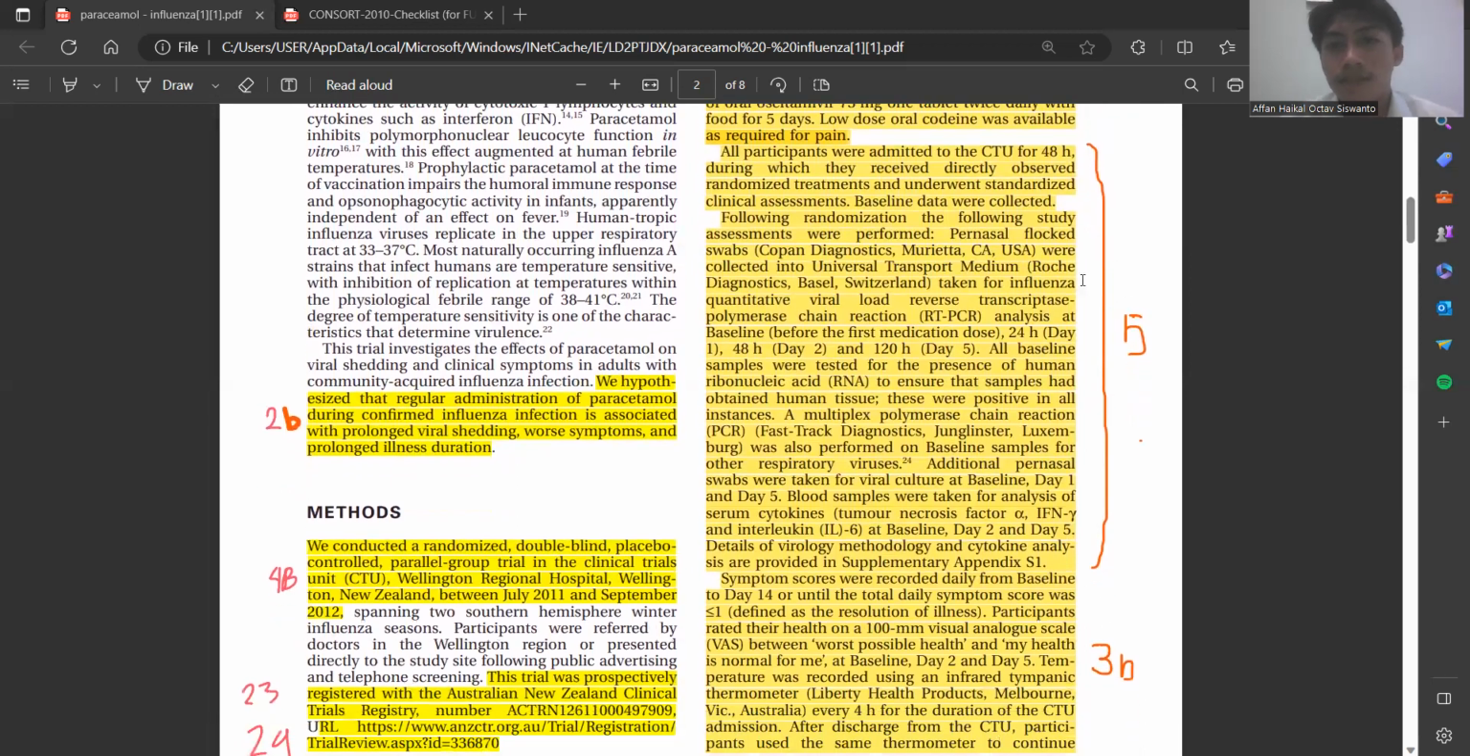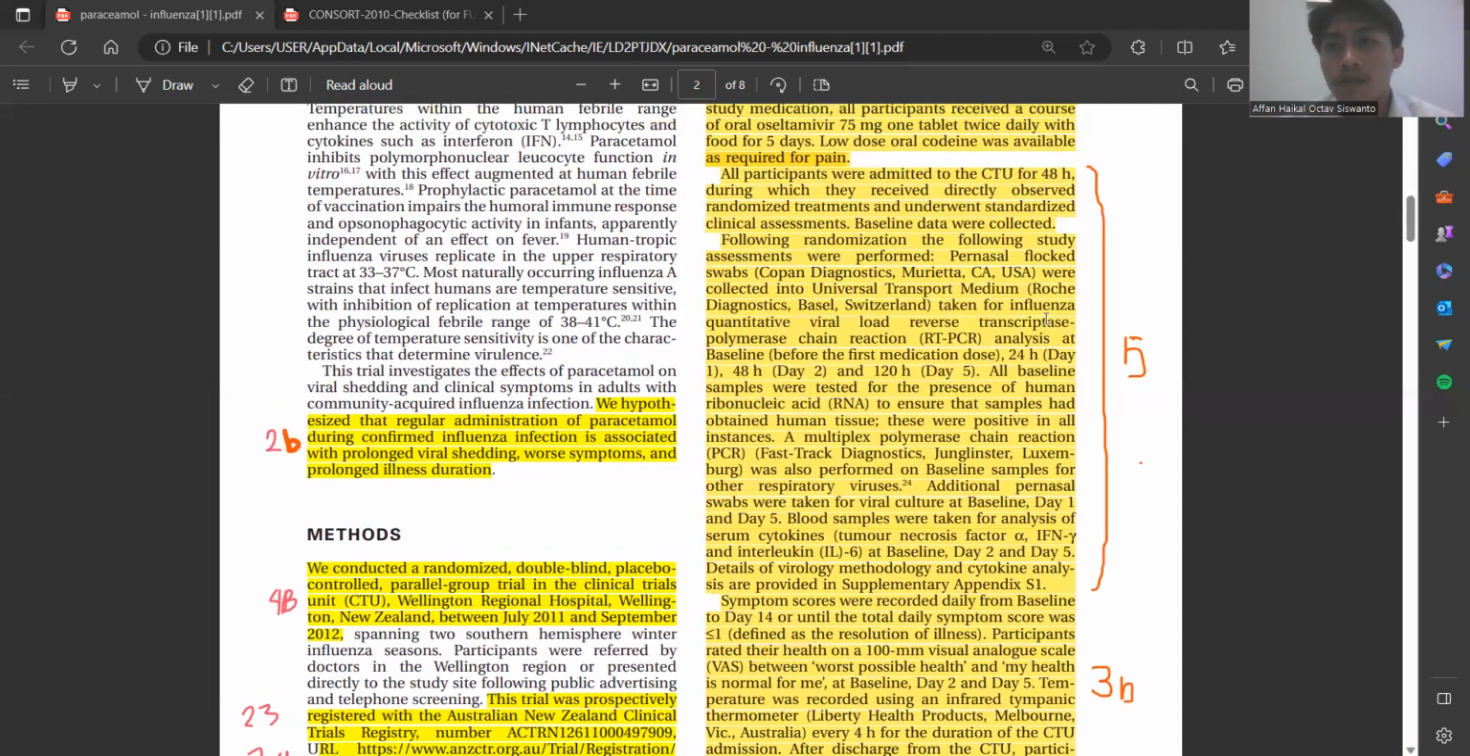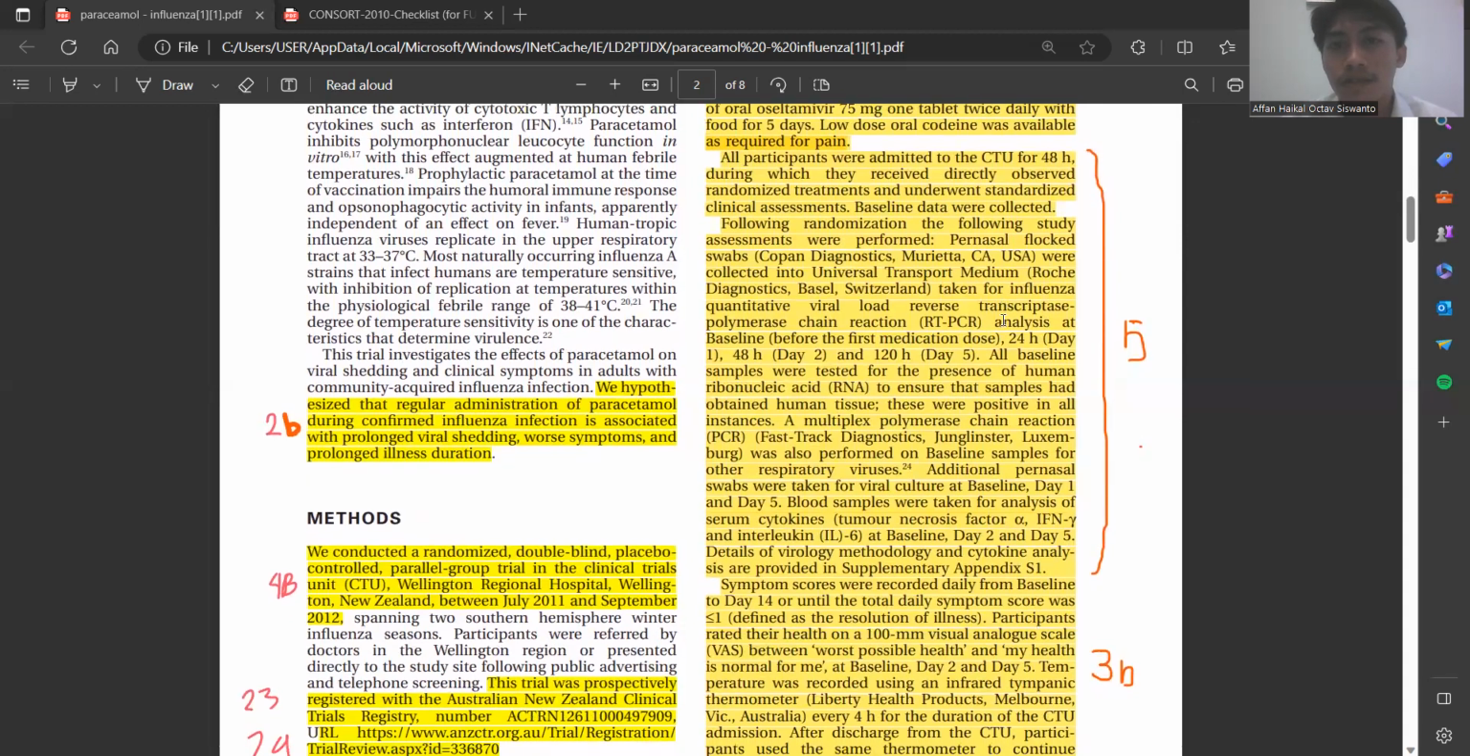And the next item here is item number 5. There are the interventions for each group with sufficient details to allow replication, including how and when they were actually administered. So, in the article, all participants were admitted to the CTU for 48 hours, during which they received directly observed randomized treatments and underwent standardized clinical assessments. Baseline data were collected.